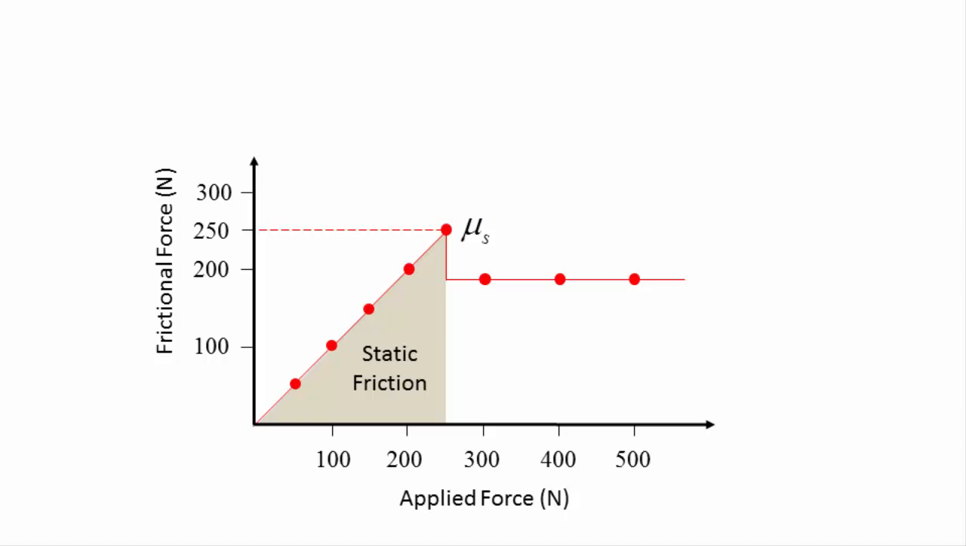The coefficient is a value between 0 and 1 and represents the ratio of the maximum static frictional force to the normal force that gravity exerts on the mass. Since it is a ratio of two forces, the coefficient is dimensionless. For this example, the box has a mass of 50 kilograms. So what is the normal force that the ground exerts on the box?